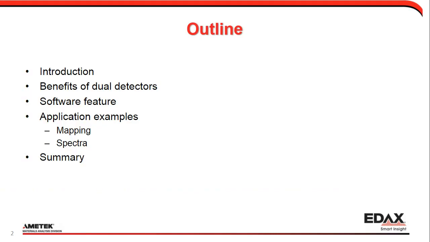Starting with an outline of this talk, first of all, I'll introduce the dual detector setup and geometry. Then I will move on to benefits of dual detectors, such as throughput gain, resolution, mitigation of topographic and shadowing artifacts, followed by dual detector feature in Apex software. After this, I will hand it over to Jens. Jens will go through a bunch of mapping and spectra examples to show the applications of dual detectors and to wrap up this talk.